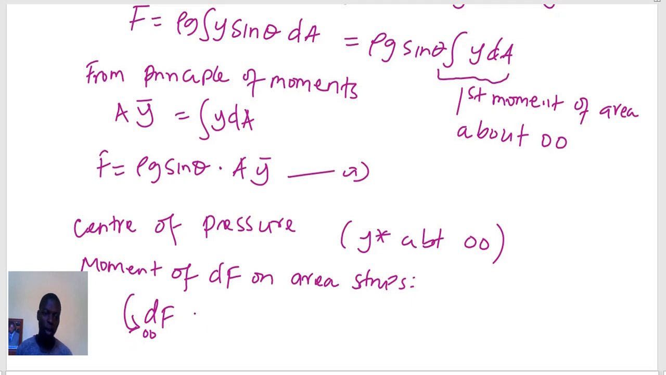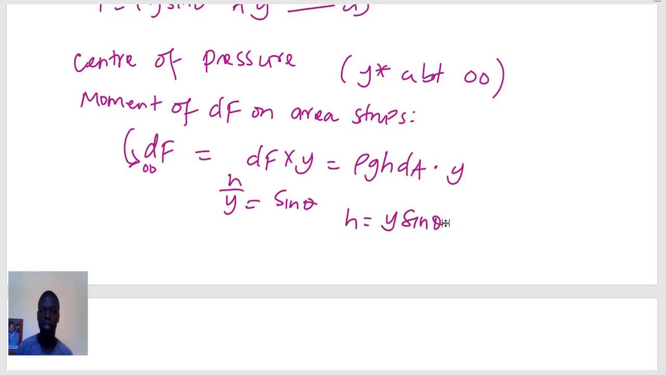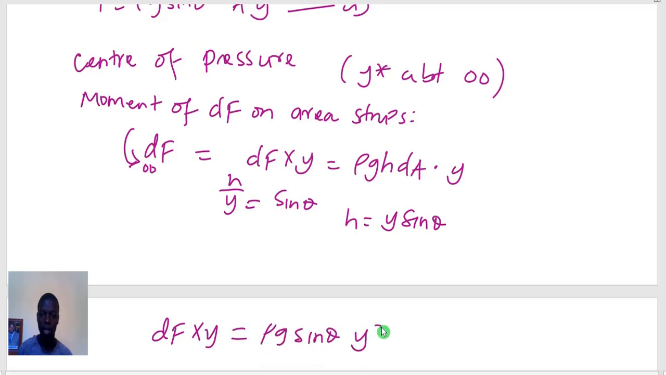The moment of dF about OO will equal dF times y, which is the same as rho g h dA times y. But we already know that h over y is equal to sine theta, meaning that h is equal to y sine theta. So we substitute it in here. This force dF times y will equal rho g sine theta times y squared dA.